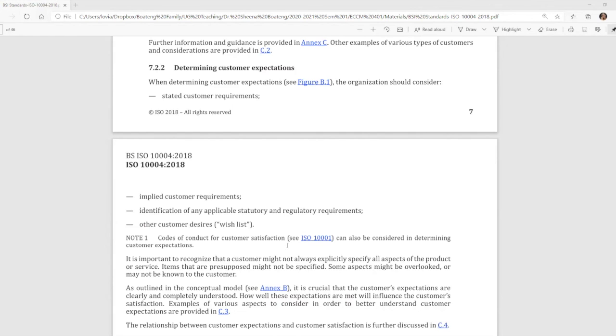So this is how to determine customer expectations per the ISO 10004/2018 standard. These are all requirements that the customer expects you to be able to fulfill, all these four. So in this case, we can tell which bank is doing better at meeting customer expectations and which bank is not. True or false? True.